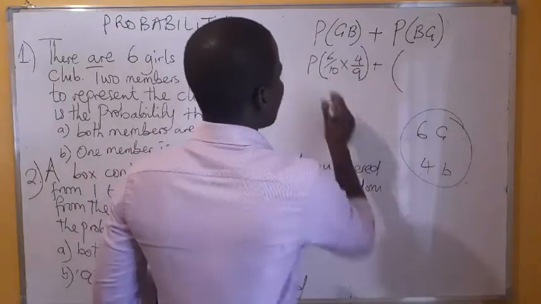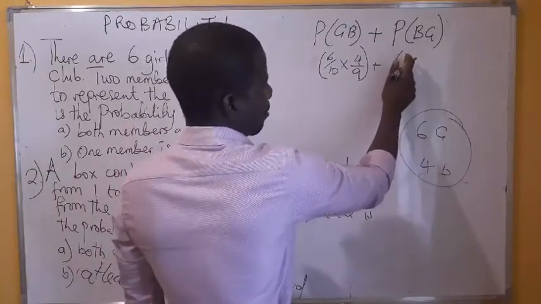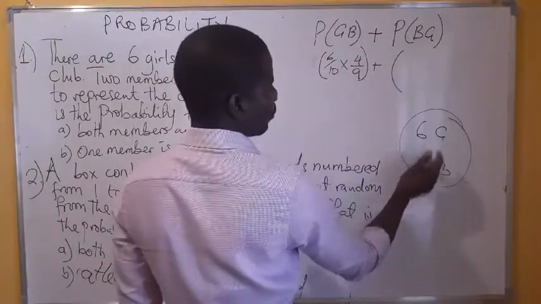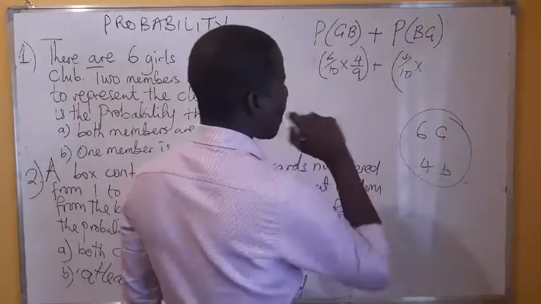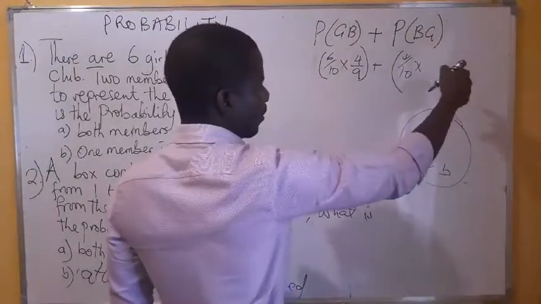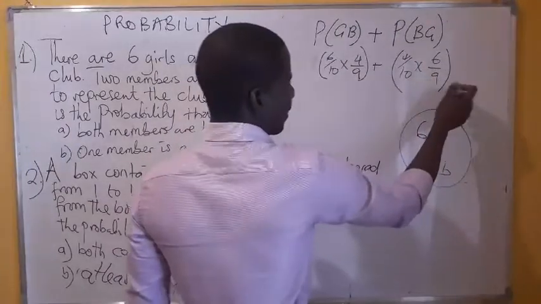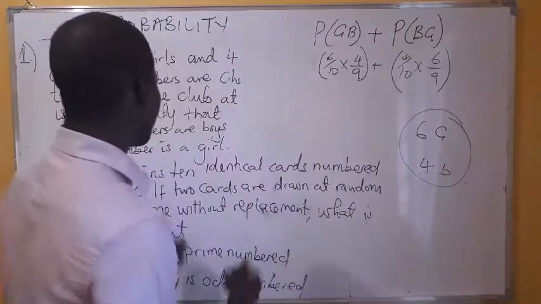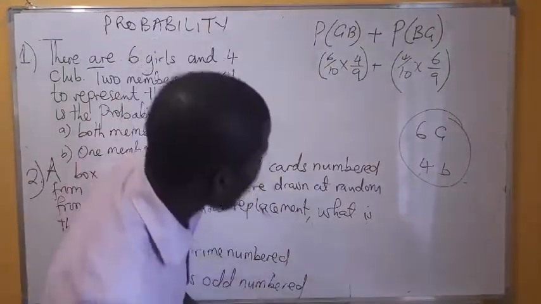Plus, if the first one to be selected is a boy, the probability is 4 over 10 multiplied by the second one being a girl. The girls are still 6, but the total number in the club has reduced to 9. So now, this is what we have to work with.